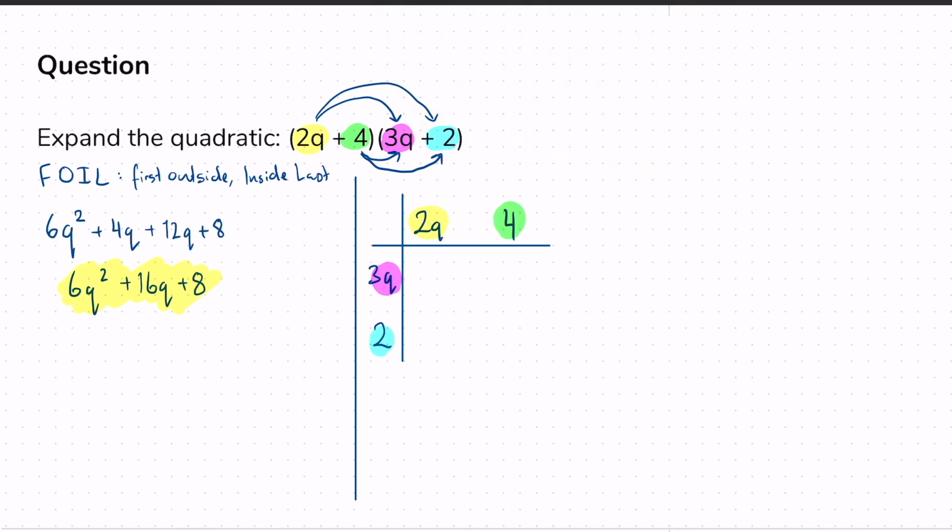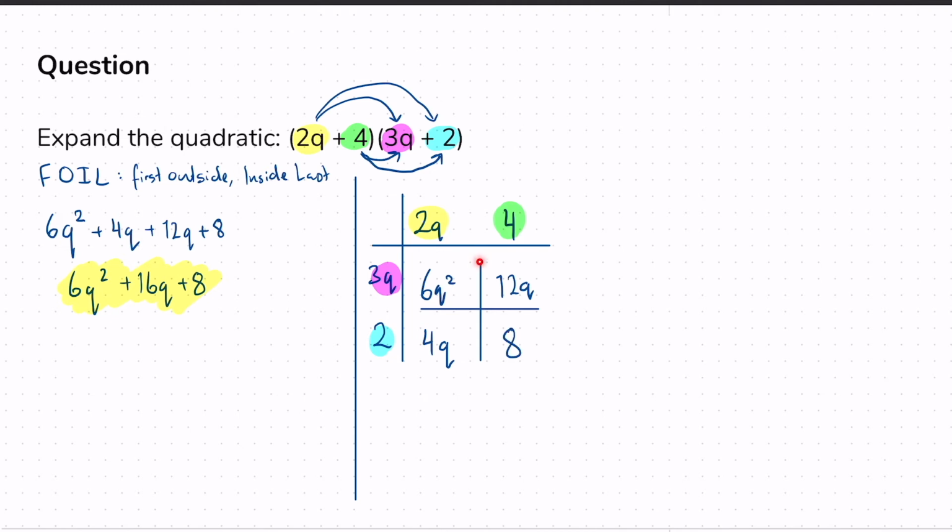Lovely. Now I'm going to multiply all of these terms together and fill in this cross in the middle. So 2q times 3q, 6q squared. And we've got 12q. 2q times 2, 4q. 2 times 4 is 8.